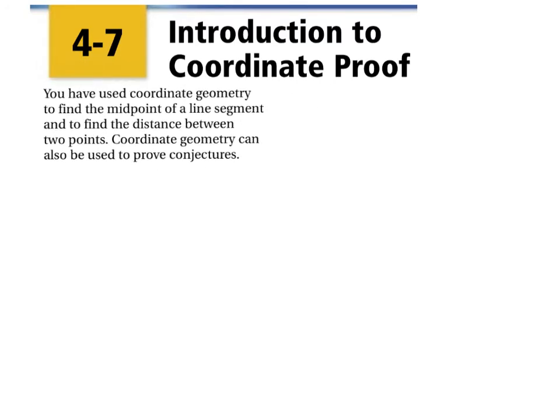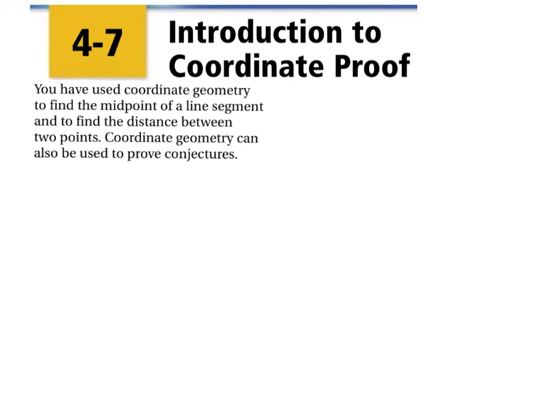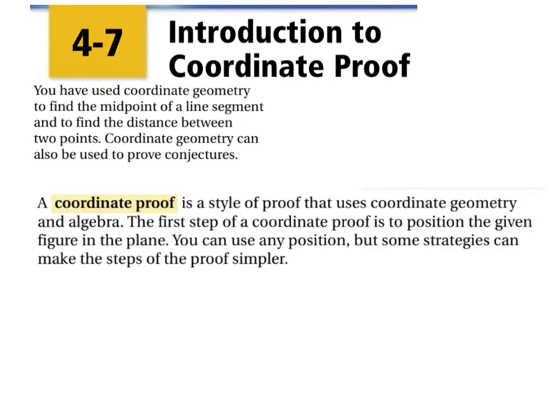Let's make that smaller so we can have room for our next concept. Now, a coordinate proof is a style of proof that uses coordinate geometry and algebra. The first step of a coordinate proof is to position the given figure in a plane. You can use any position that you want, but some strategies can make the steps of a proof simpler.